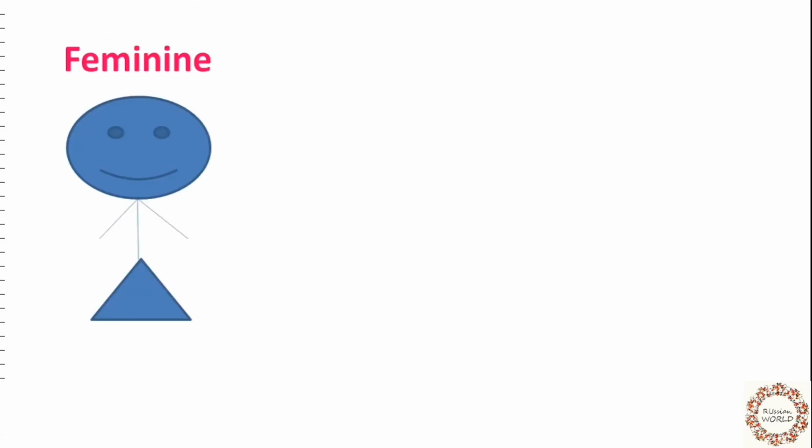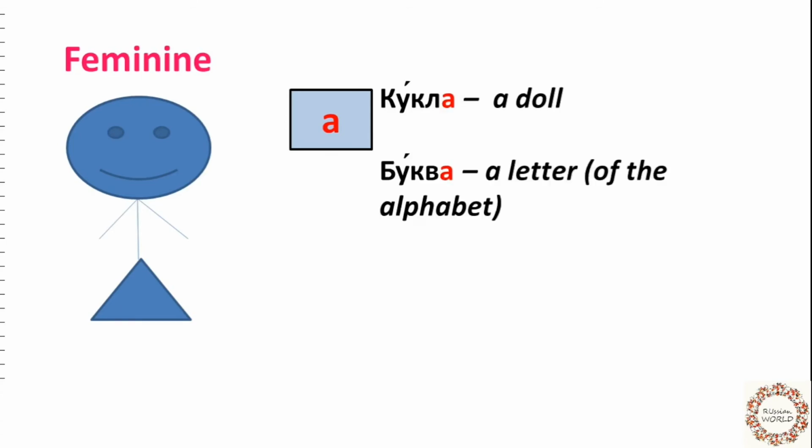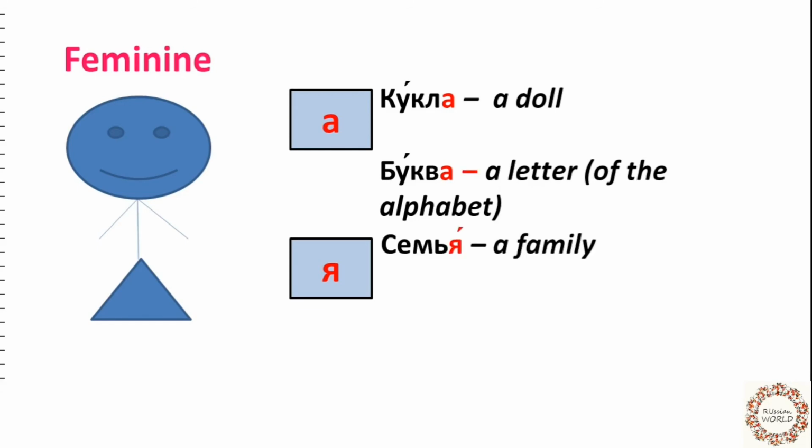Feminine nouns end with letter А. For example, кукла, буква. And also, feminine nouns end with letter Я. Семья, тетя.